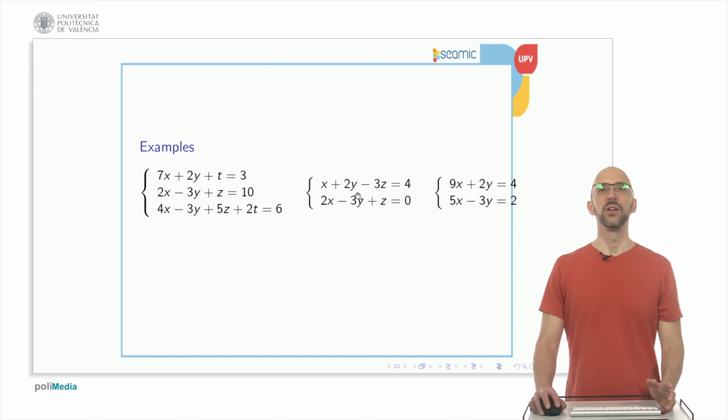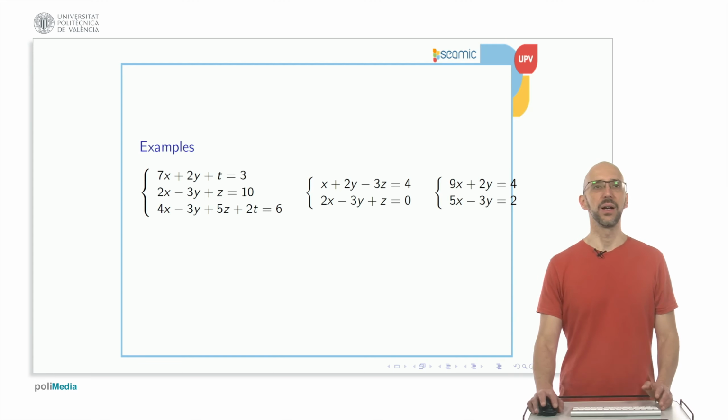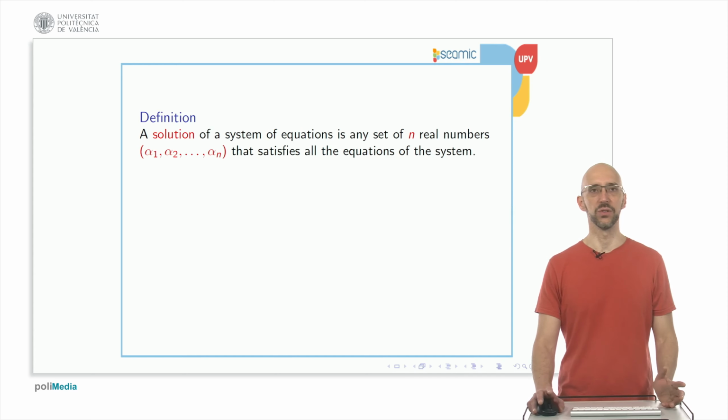In this case, we have 2 equations, 3 unknowns. In this example, we have 2 equations, 2 unknowns only. Okay? These are just examples of systems of linear equations.